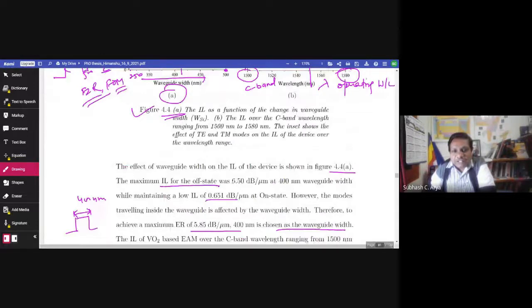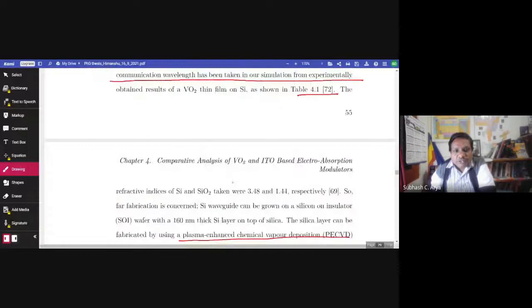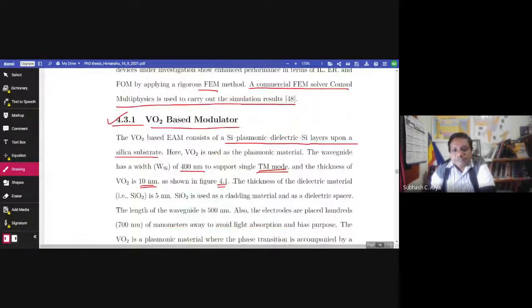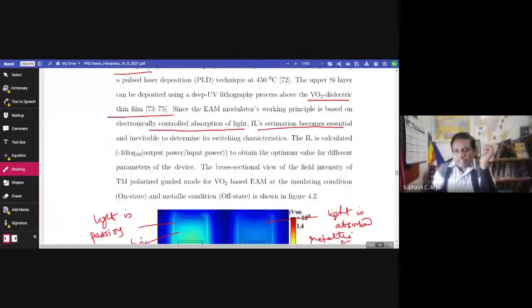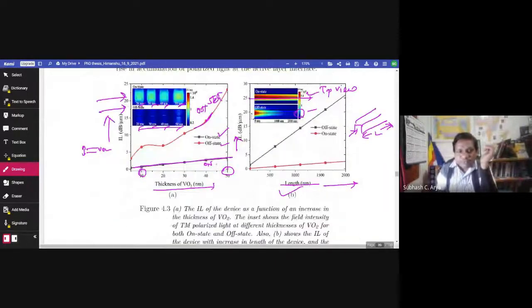And actually, in a nutshell, in this section, a VO2 based optical modulator has been designed. If we see this figure 4.1a, this is the generalized cross sectional view of a plasmonic material based electro absorption modulator. Here 400 nanometer waveguide width is mentioned, then 340 nanometer waveguide height, and other thicknesses of your plasmonic, dielectric, etc. But before noting all these values, we have to optimize and characterize what is the optimum thickness, suppose here the thickness of VO2. What should be the optimum thickness of VO2 so that the material characteristics can behave perfectly.